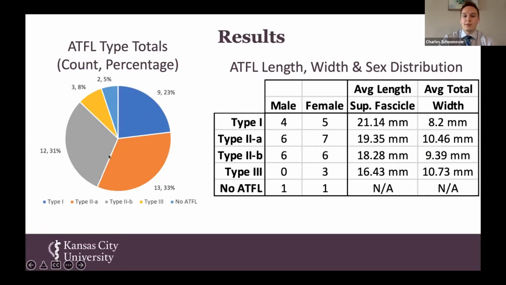So in total, about a quarter were type 1, that was the single band. About 2/3 were type 2, pretty much evenly split between 2A, which was incompletely separated, and 2B, which was completely separated. 8% were type 3, and interestingly, 2 individuals had no ATFL on one of their legs. The results were fairly evenly split between males and females, although females were the only ones to have type 3 ligaments. And as more fascicles were added, overall length decreased. So type 3 was the shortest, and overall width increased, with type 3 being the widest.